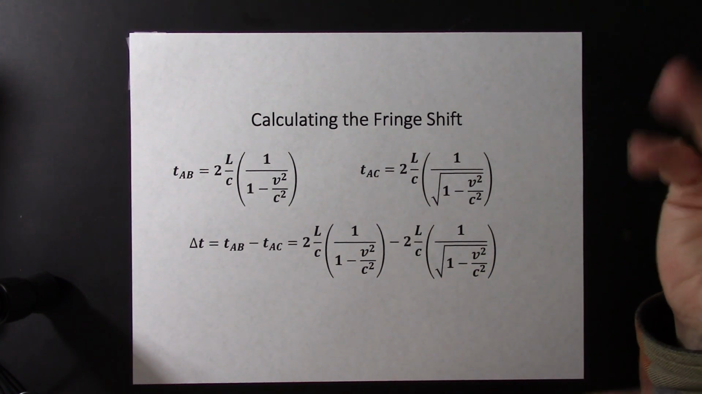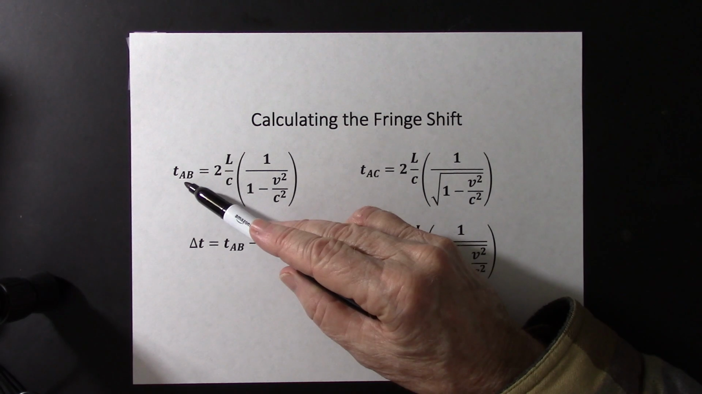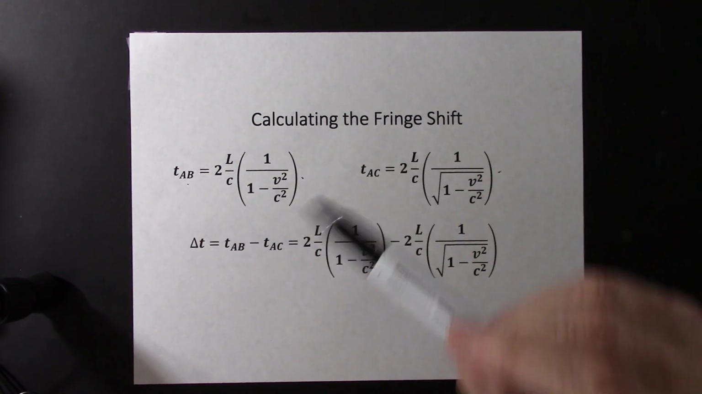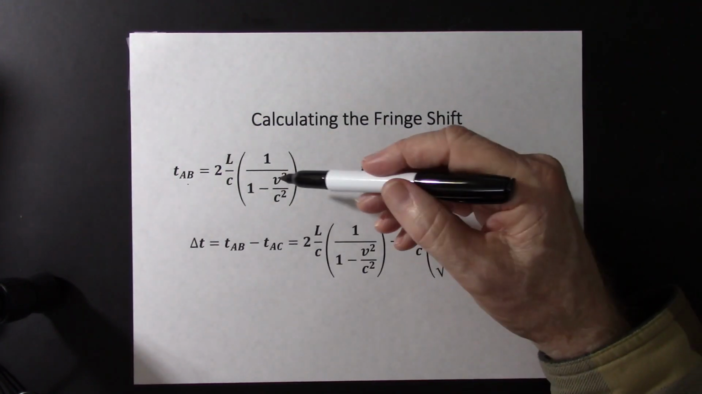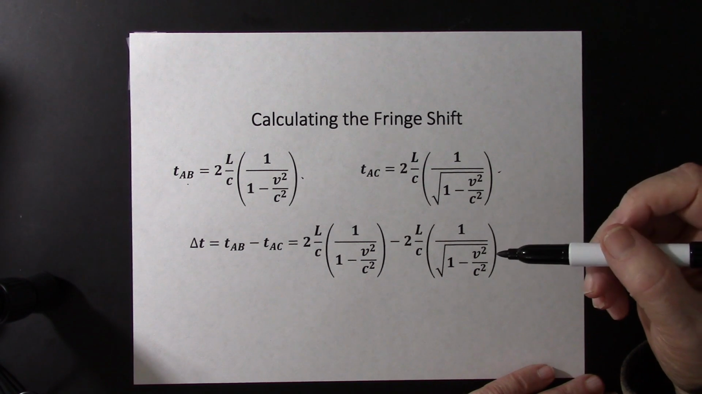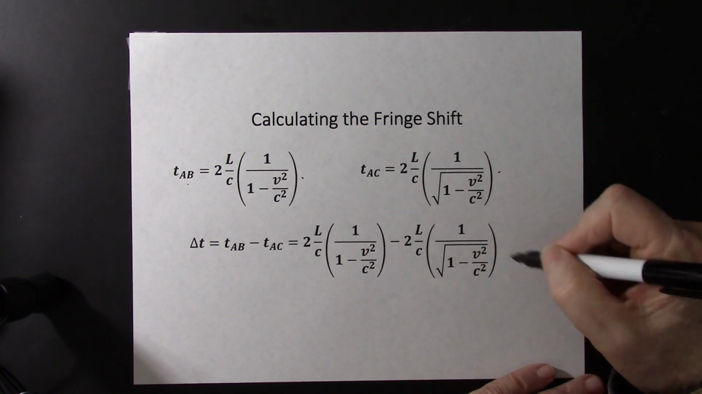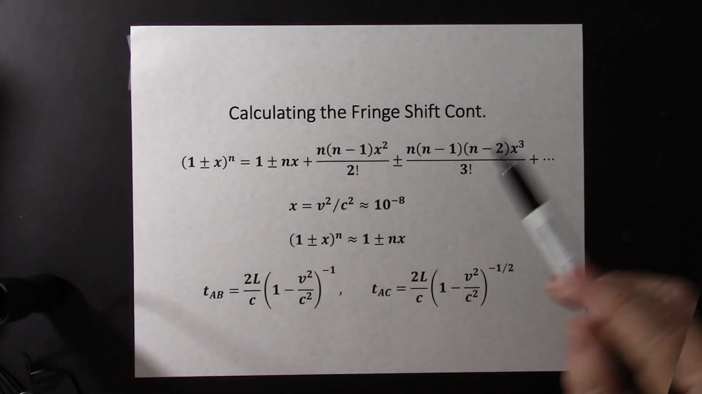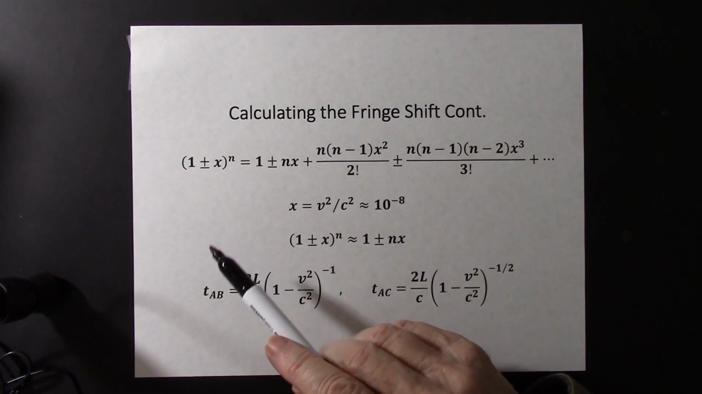The next question was, how much of a fringe shift would we likely see? How do you calculate that? Well, let's see. We know our TAB and our TAC time is this, and we need to find out the difference in the arrival times. We would have to take this and subtract this from it. This calculation is pretty ugly because of this square root here. We would like to find a way to make the calculation easier. And the way we're going to do that is we'll use a mathematical trick.